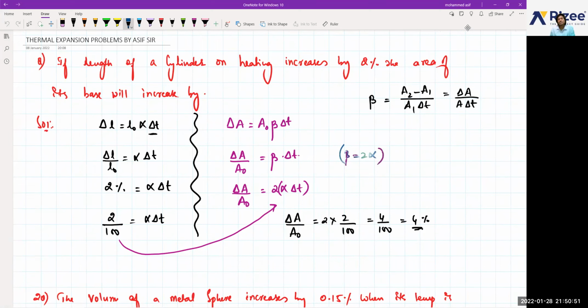In area, the change in area is equal to A naught beta into delta T. So delta A by A naught is beta into delta T, where beta is equal to 2 times alpha. So it is 2 into alpha into delta T. Alpha into delta T value is 2 by 100. So delta A by A naught is equal to 2 into 2 by 100. It is 4 by 100, that will become 4%. Clear? Next one.